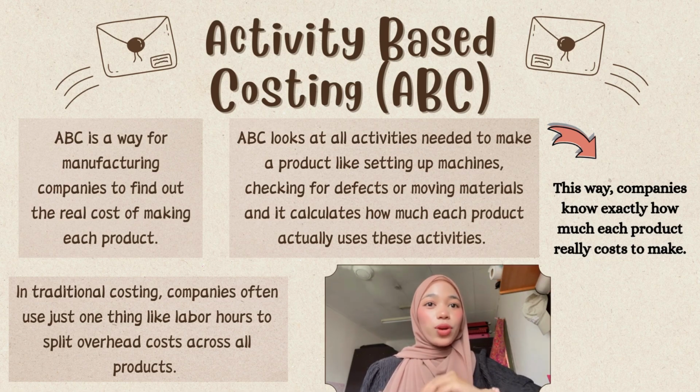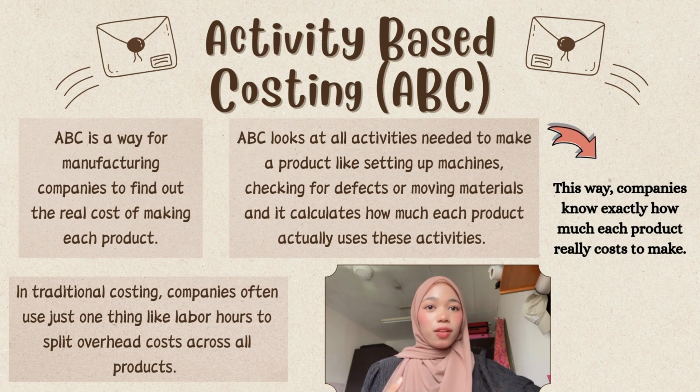ABC is a way for manufacturing companies to find out the real cost of making each product. ABC looks at all activities needed to make a product, like setting up machines, checking for defects or moving materials, and it calculates how much each product actually used these activities.